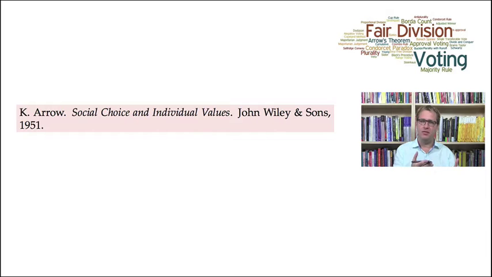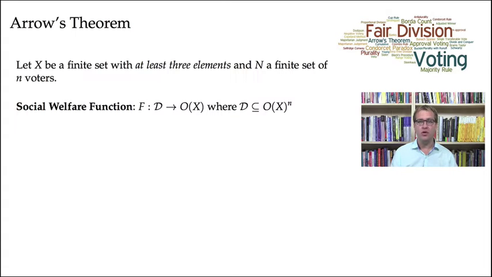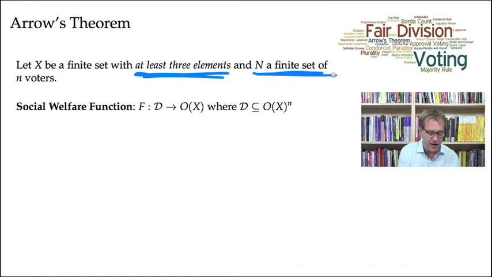We have these principles, they're very natural assumptions that you would want to impose on any good group decision-making method, but it turns out that these principles are jointly inconsistent. So let's take a look at the basic setup. We have a set of alternatives, a finite set of alternatives with at least three elements. It's important that we have at least three candidates. The theorem doesn't hold if we only have two candidates. And we also need to assume that there's a finite set of voters. So we have at least three alternatives or candidates and a finite set of voters.